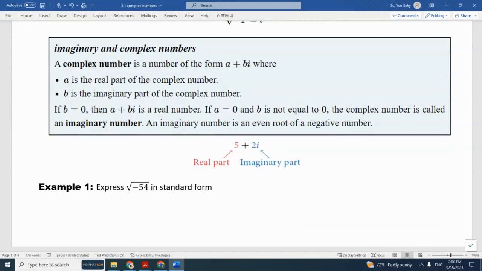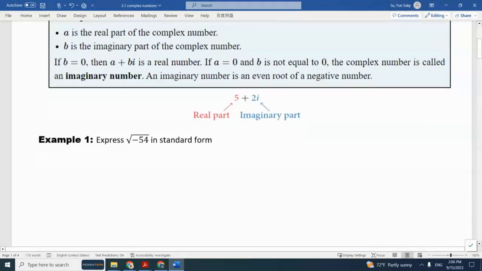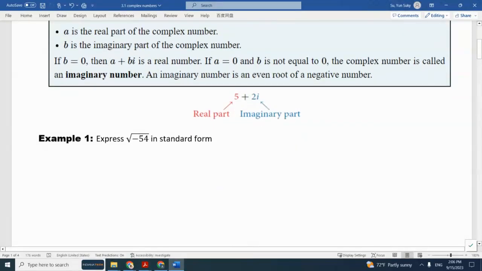Example 1. Express this in the standard form. So this is the standard form. Some number plus some number times i. We want to express square root of 54 in the standard form. Okay. Here I want you to keep in mind that square root of a times b is square root of a times square root of b. This is the rule. Everybody okay?